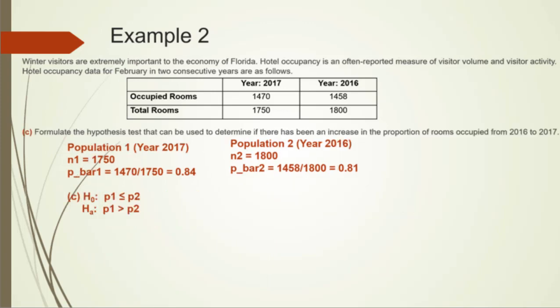For part C, we need to carry out a hypothesis test to see whether there has been an increase from 2016 to 2017. The research question here is going to be there is an increase from 2016 to 2017. So the alternative will be 2017 is higher than 2016. We used P1 to represent the proportion for 2017 and P2 for 2016. So the alternative will be P1 is higher than P2, and the null is the opposite of that.